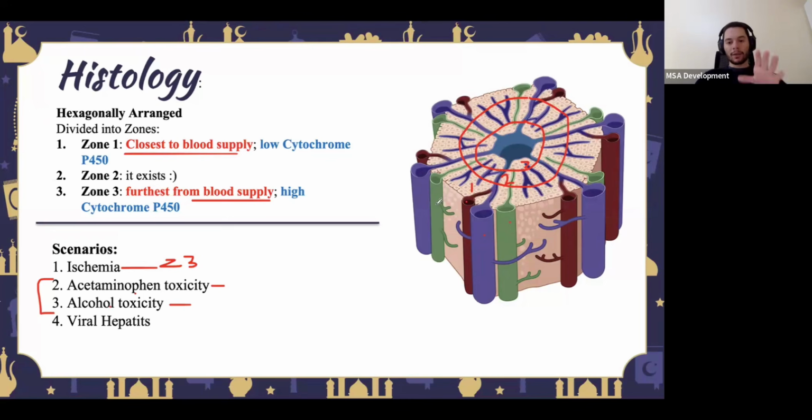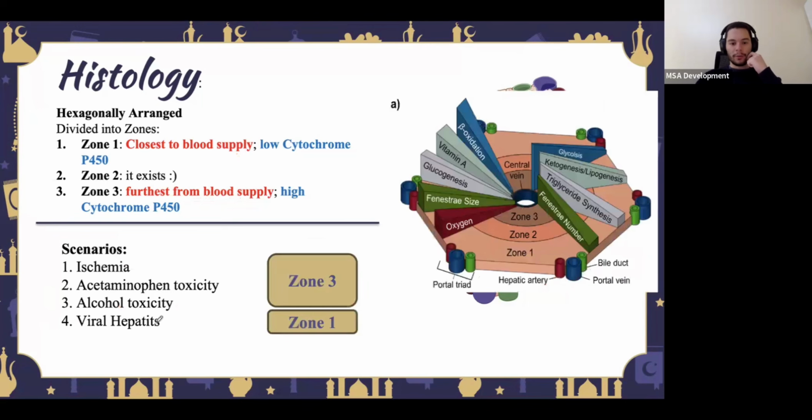When it comes back to the zones, you take a look at the zone that has the highest cytochrome P450, and this means it's going to metabolize those substances into more toxic substances more. This is why, again, in zone 3, you'd have the first damage when it comes to acetaminophen or alcohol toxicity. Viral hepatitis, you guys don't have to remember for now. Again, this is similar to what you have already discussed.